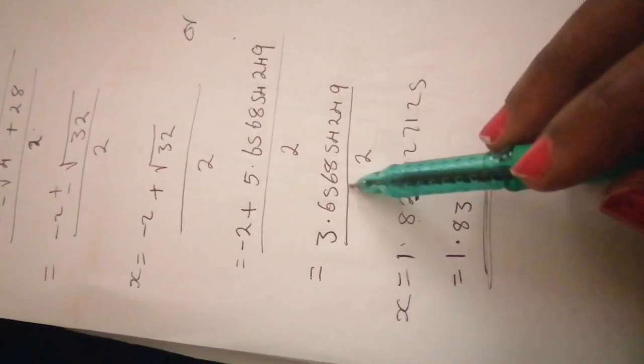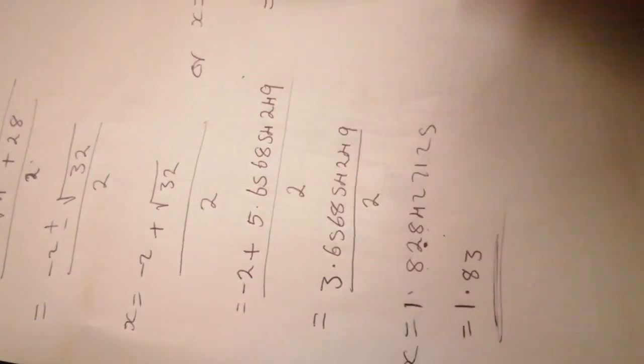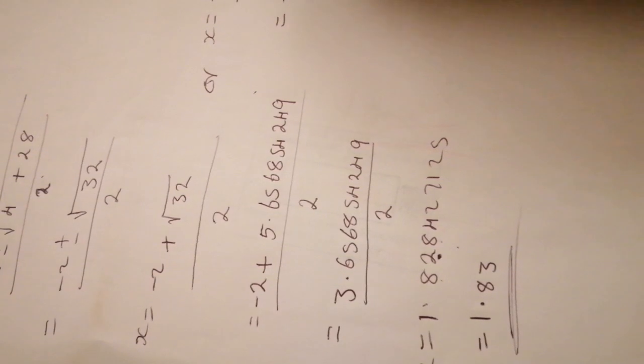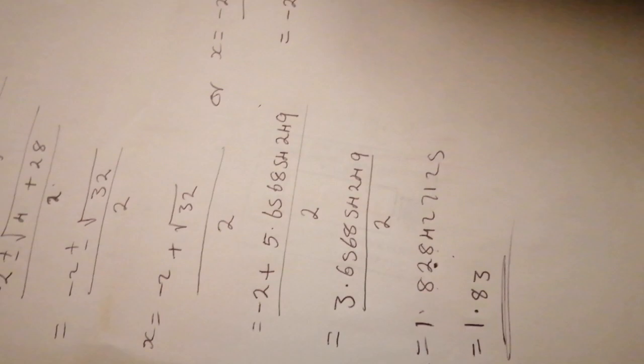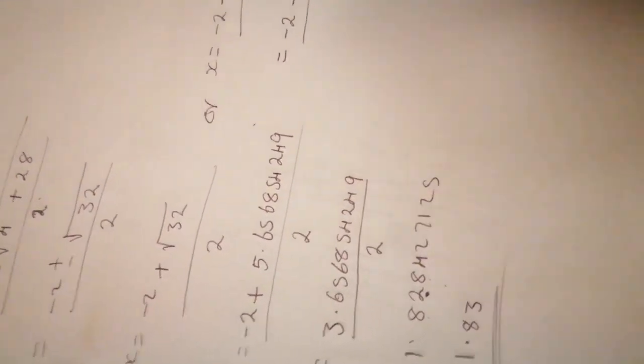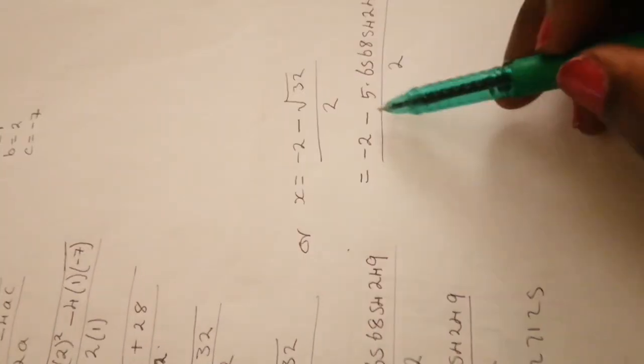Using minus, we have negative 2 minus square root of 32. We've already found the square root of 32 here, so we can simply say negative 2 minus what we found here, which is 5.6568542449, everything divided by 2. The only difference here is that we are subtracting and not adding.